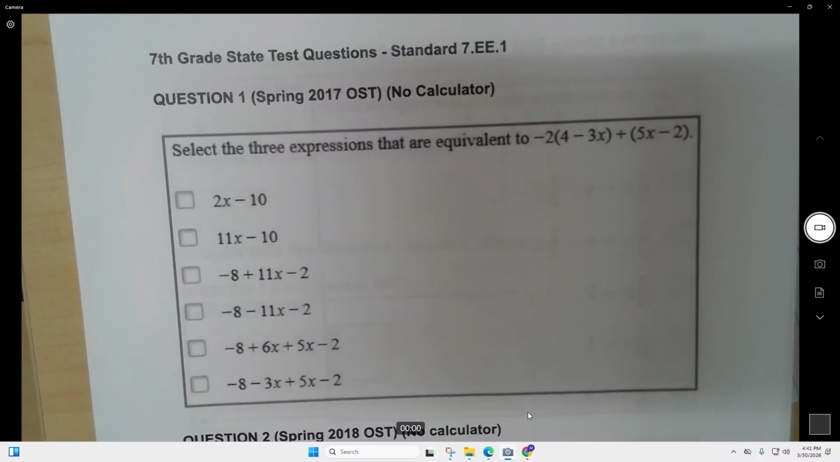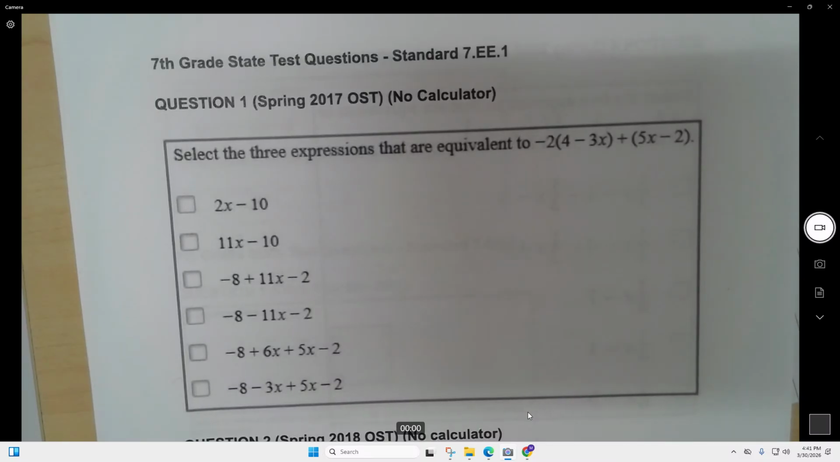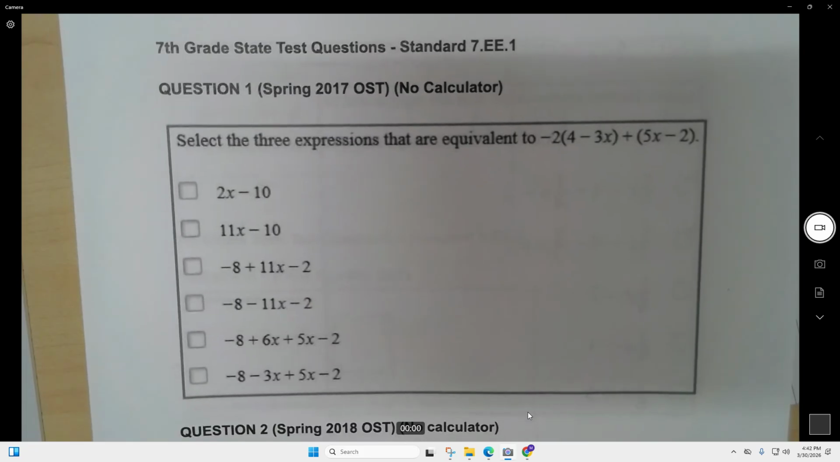Today we're starting our prep for the 7th grade Ohio State Test, using all of the released state test questions that have been given as publicly available. We're going standard by standard. If you're watching this chronologically, this is the first standard I am covering. 7.EE.1. So let's hop right into it.